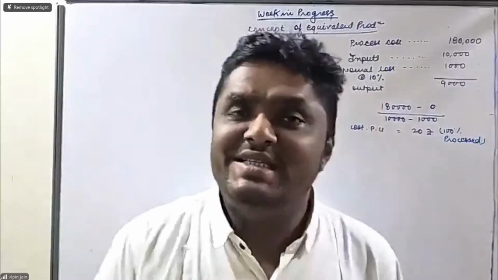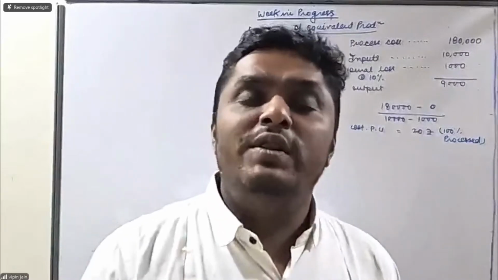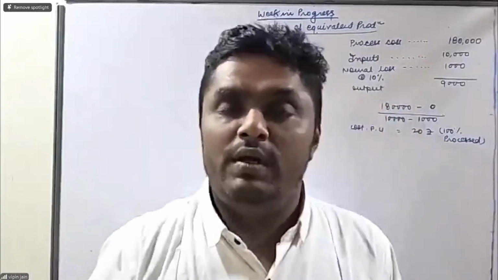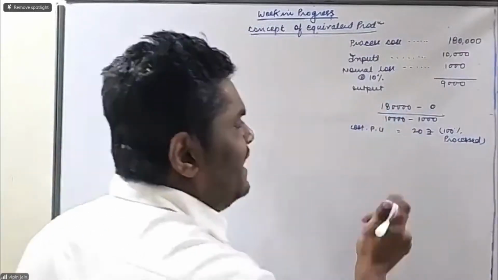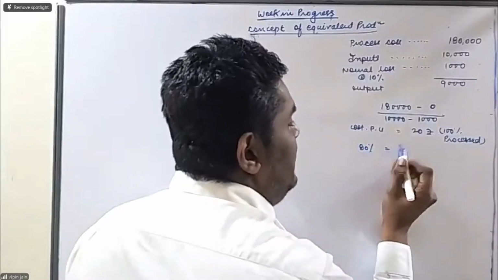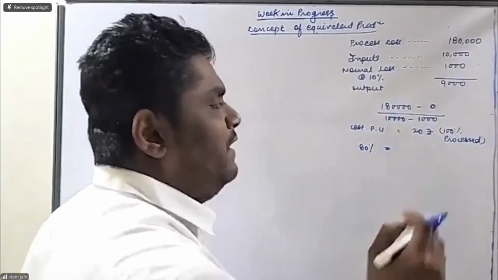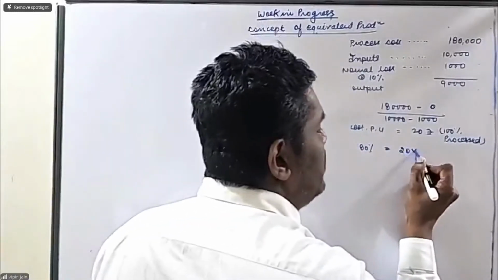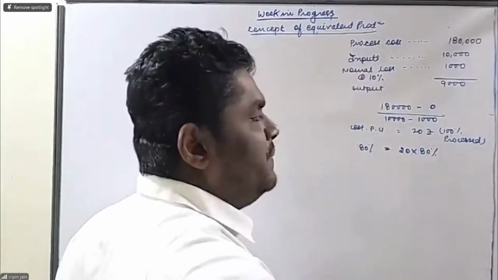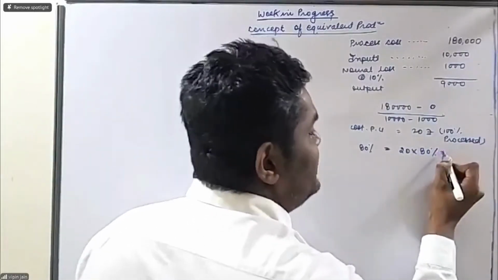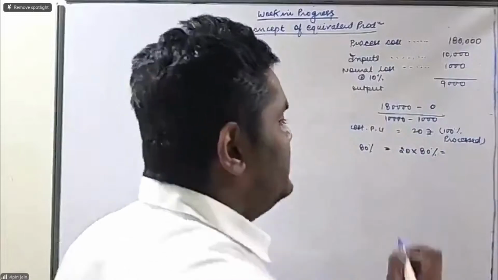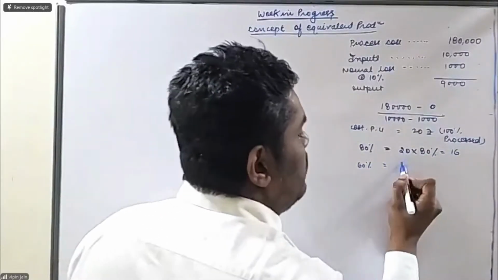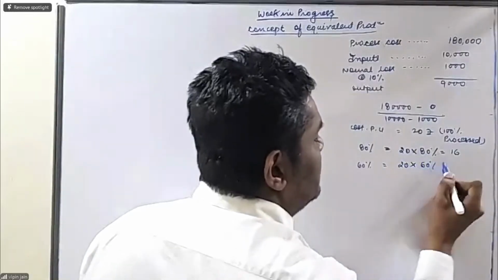So in this case, we can easily calculate the cost per unit because we have only units that are 100% processed and the cost is rupees 20 per unit. Let's say if the units are 80% processed, 20 is the cost of a 100% processed unit, so for 80% completed units, my cost will be 16. If the units are 60% processed, my cost will be 20 into 60%, that is 12.